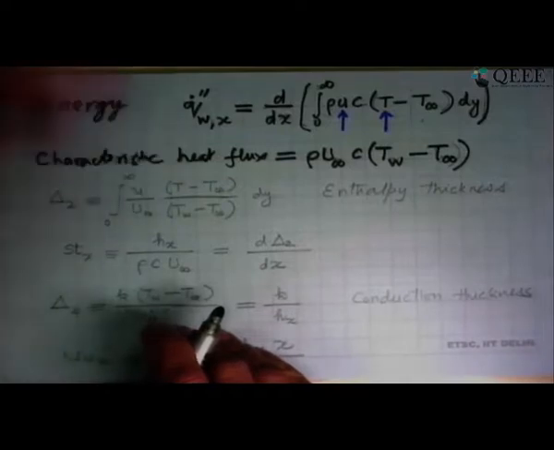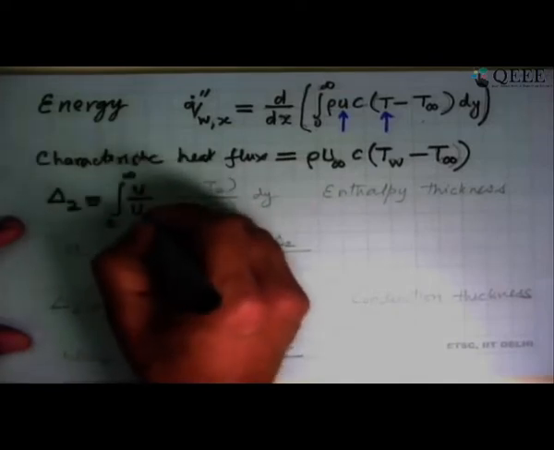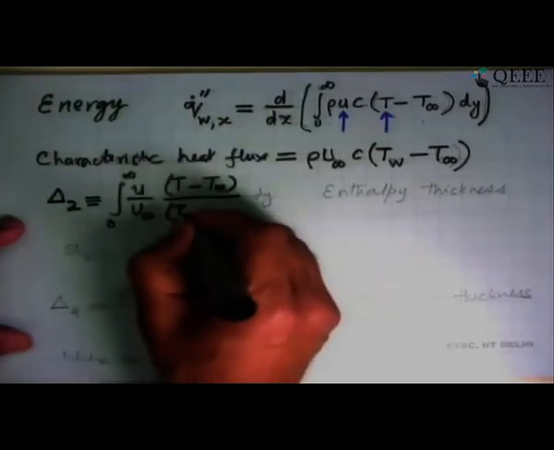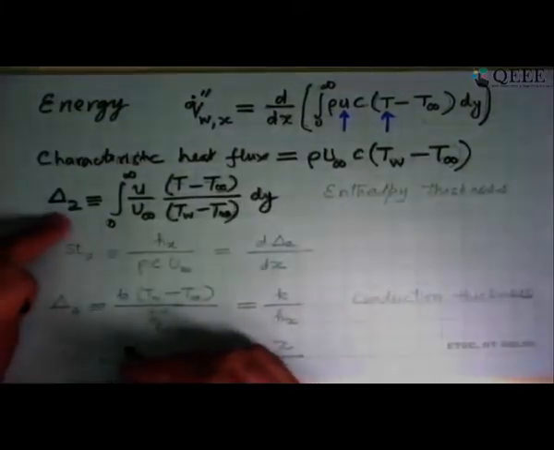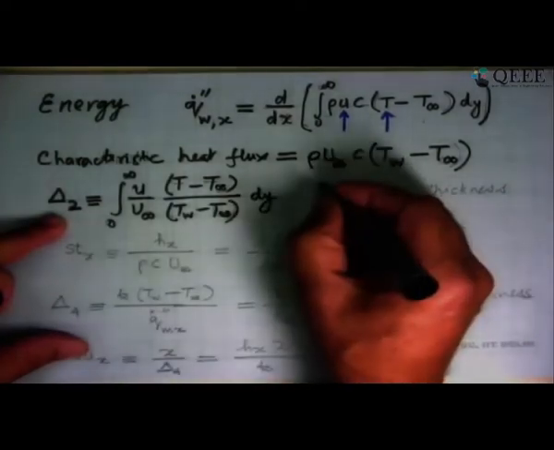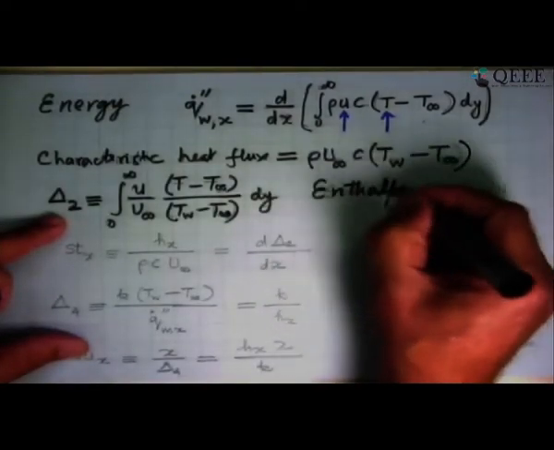And using these two, we now define a new term, that's what we call delta 2. This is defined as integral 0 to infinity u by u infinity, multiplied by T minus T infinity divided by Tw minus T infinity, integrated over the height. And this delta 2, the capital delta 2, is another important parameter that comes out. This is called the enthalpy thickness.